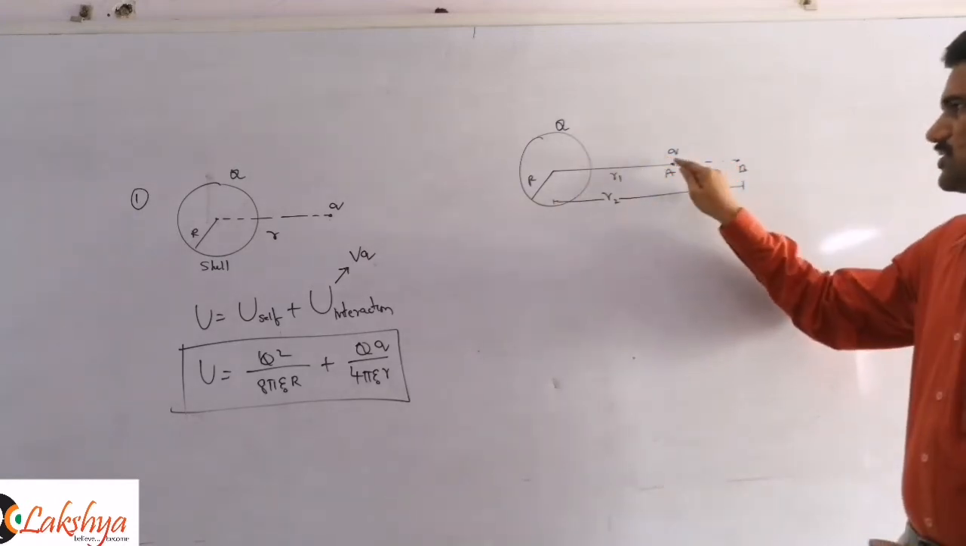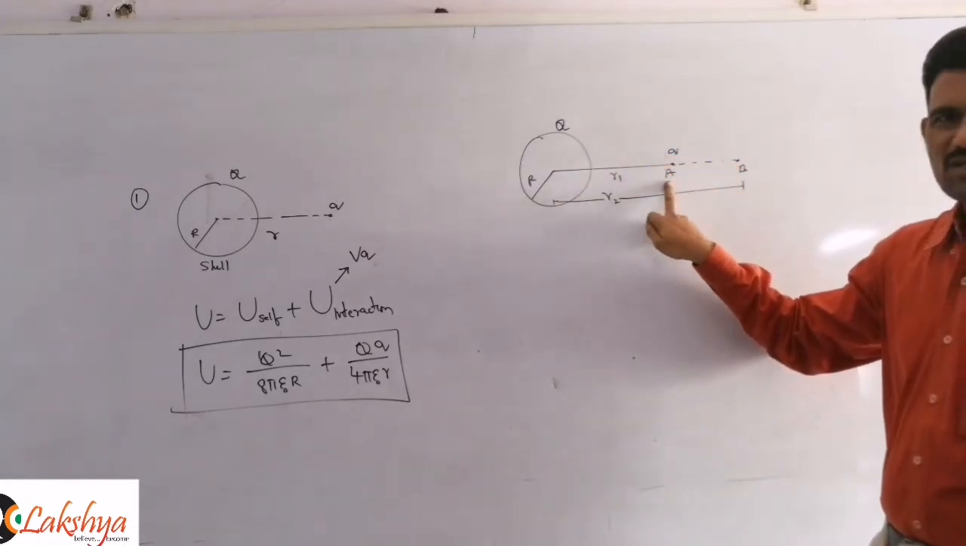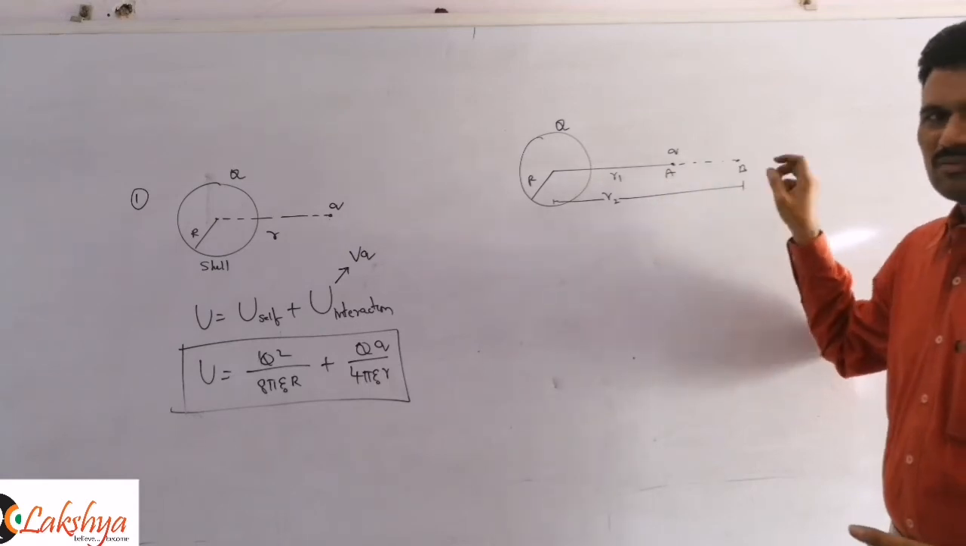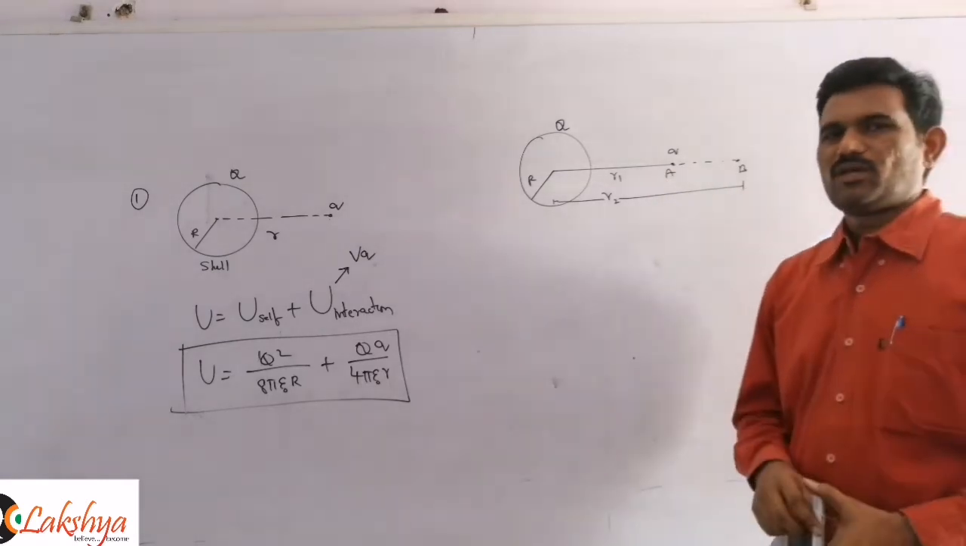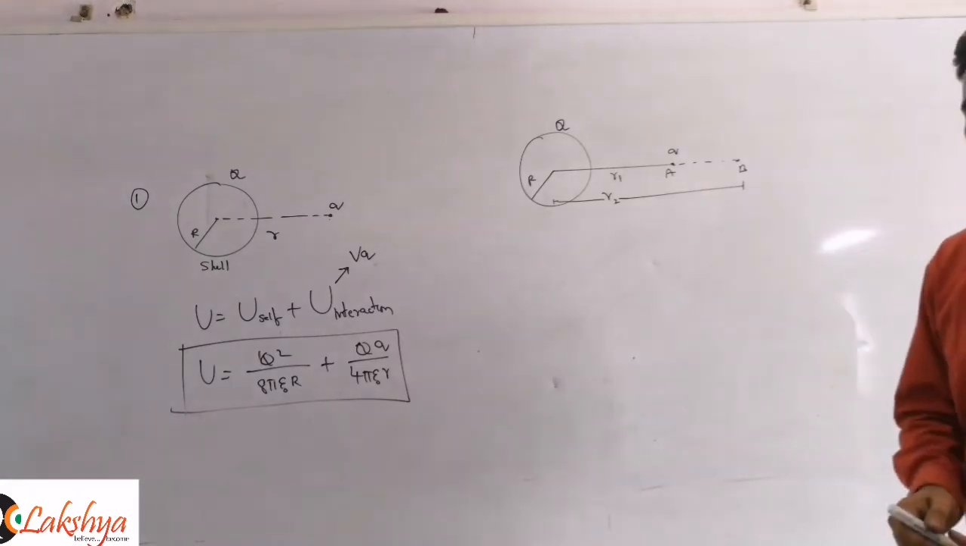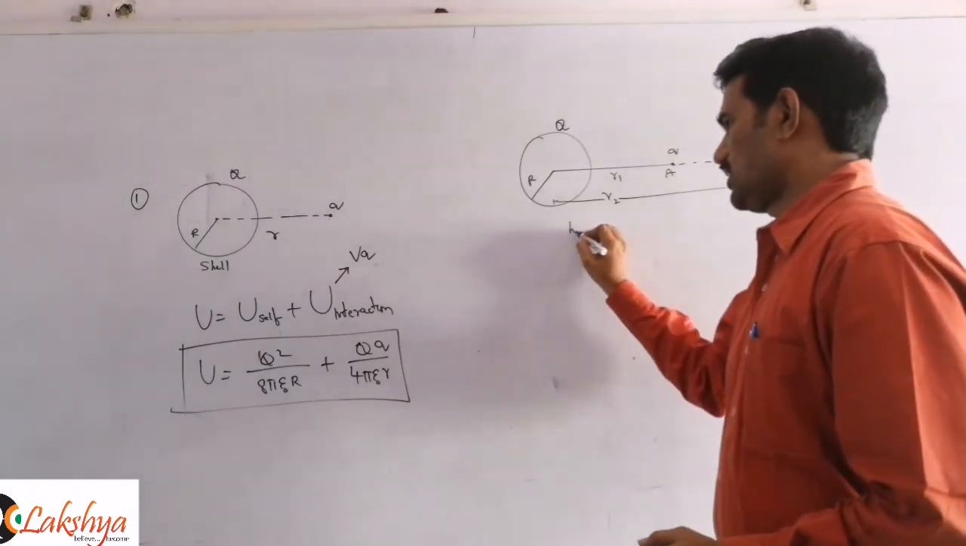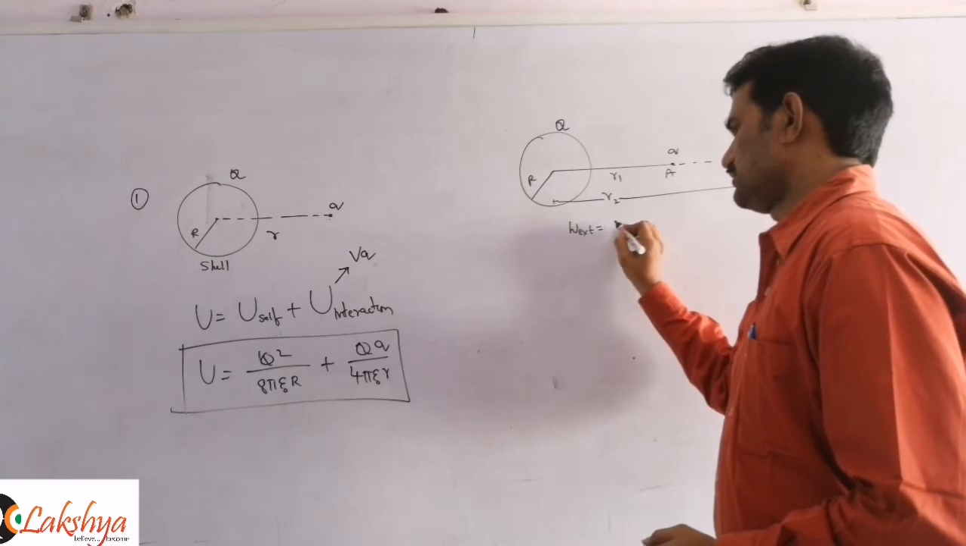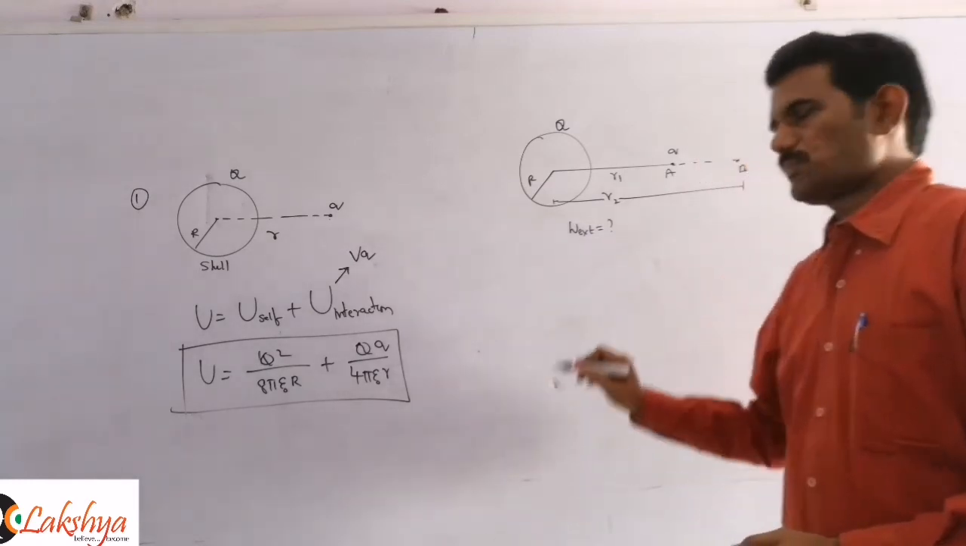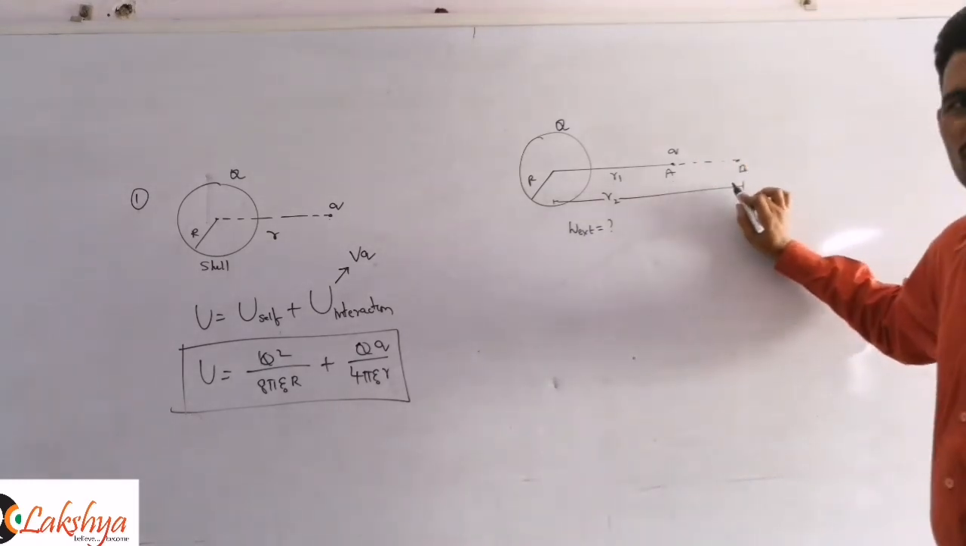And this is a point charge, say small q, placed at the point A initially. Now it is slowly displaced to the point B here. Slowly displaced. Now we need to write the work done. So we need to find the external work done in that process to displace the charge slowly from A to B.